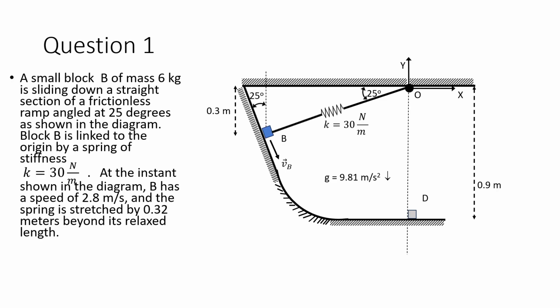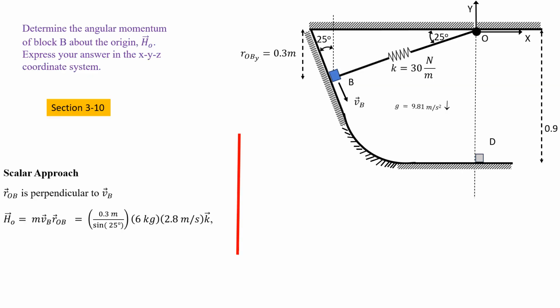So the first question is, a small block B of mass 6 kilos is sliding down a straight section of a frictionless ramp angled at 25 degrees as shown in the diagram. Block B is linked to the origin by a spring of stiffness K equals 30 newtons per meter. At the instant shown in the diagram, B has a speed of 2.8 meters per second, and the spring is stretched by 0.32 meters beyond its relaxed length. So you're first asked to determine the angular momentum of the block about that point of origin.